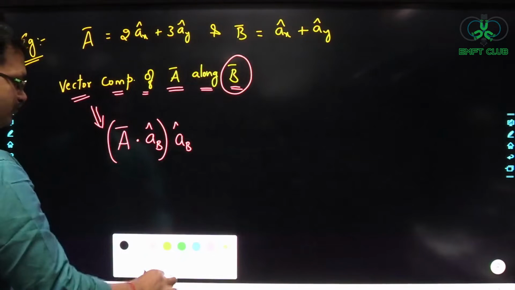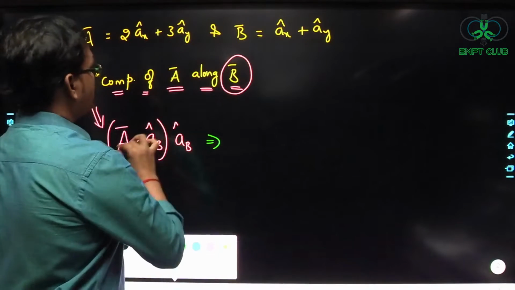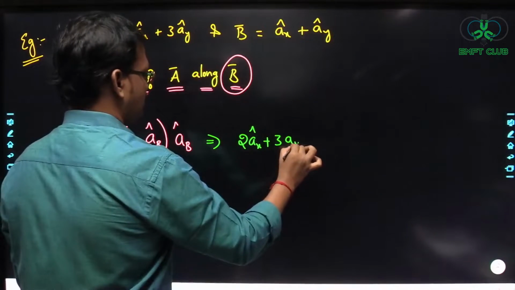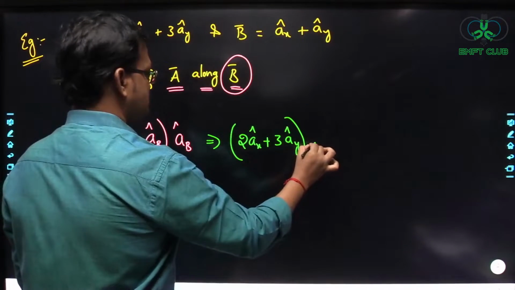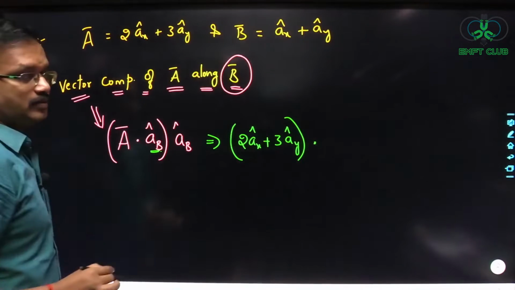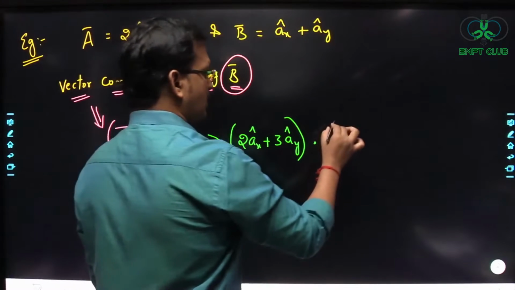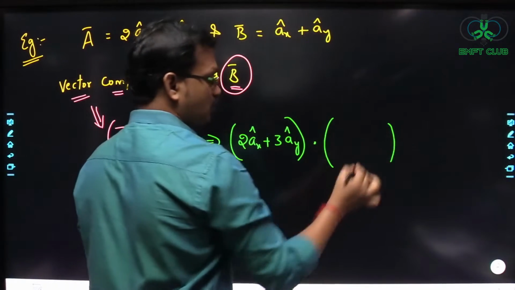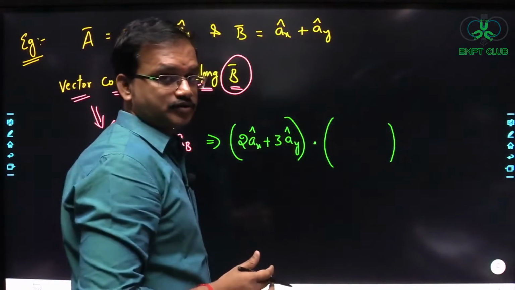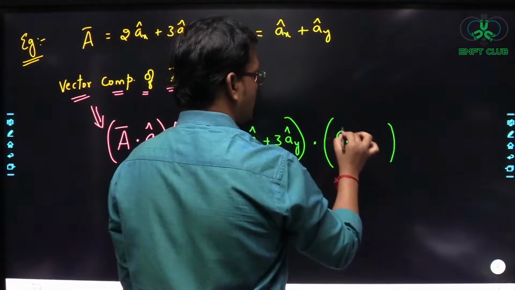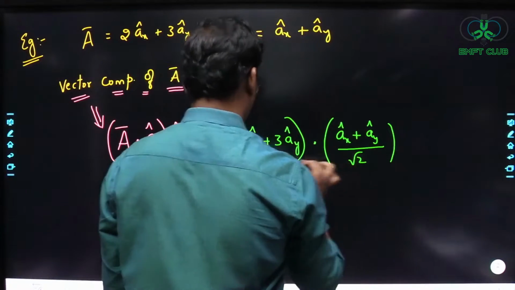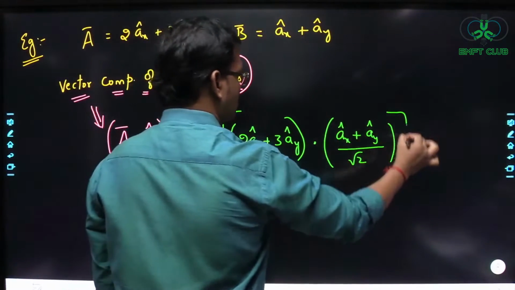Right? Okay. So if you do this, what you are going to get? Tell me. a bar is nothing but 2 ax cap plus 3 ay cap. So this is a bar dot ab cap, that is the unit vector along b bar. So what is the unit vector along b bar here? I have already told you how to determine a unit vector: take the vector and divide it by its magnitude. So you are going to get ax cap plus ay cap divided by root 2.